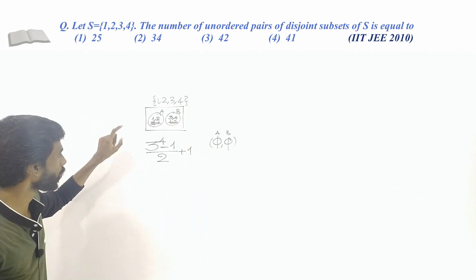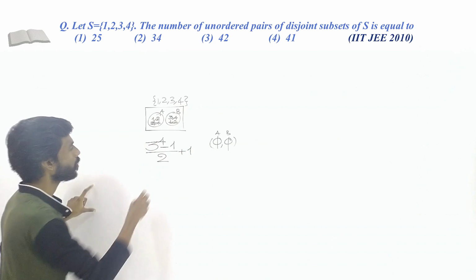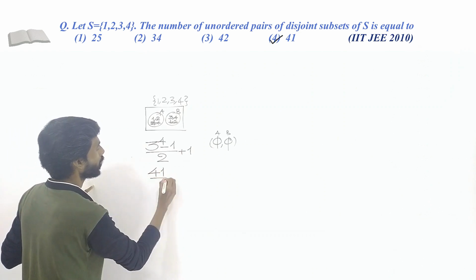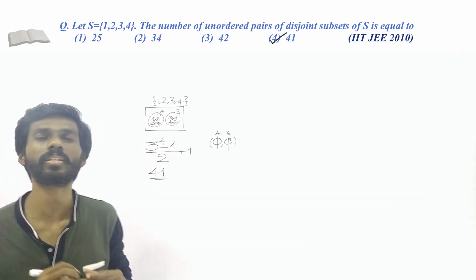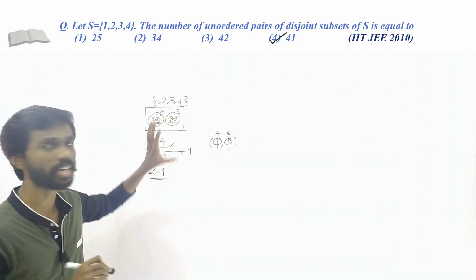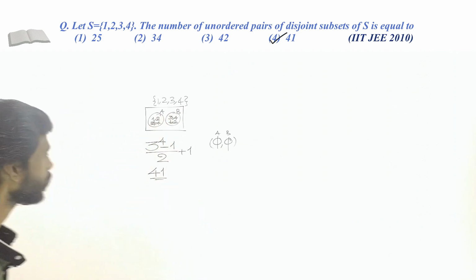That's all. So let's do the calculation here. This is 80 by 2, plus 1, so 41 is the total number of unordered combinations of subsets of the given set, A and B. Alright, so that is the answer to the question.